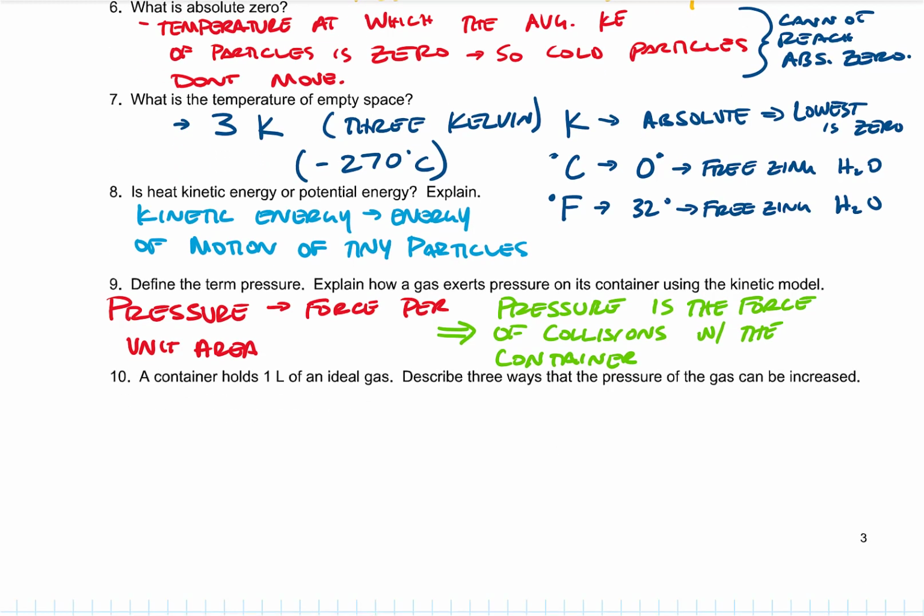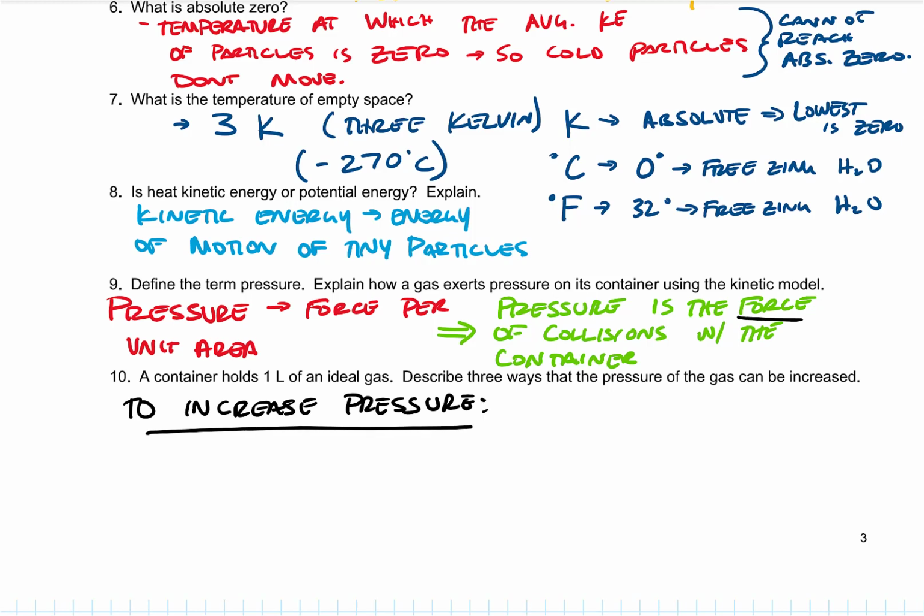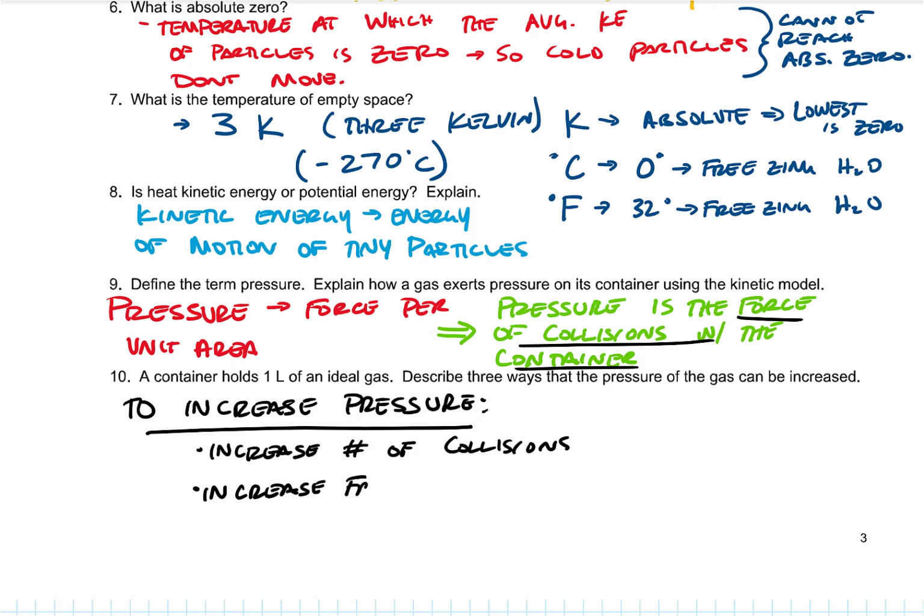So because of that, the ways that we can increase pressure of this 1 liter of an ideal gas. And again, if pressure is the force of collisions with the container, we need to think of ways to increase the number of collisions, and then we need to increase the frequency of collisions, and we need to increase the force of those collisions.